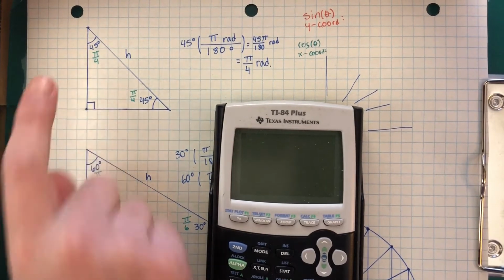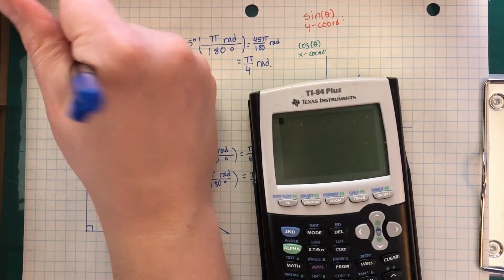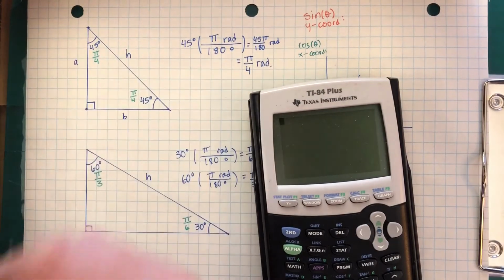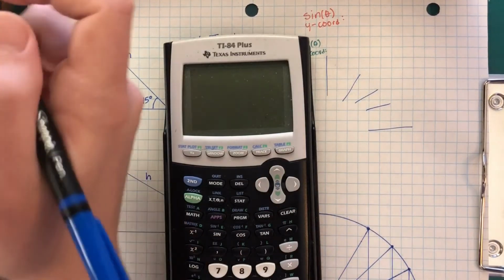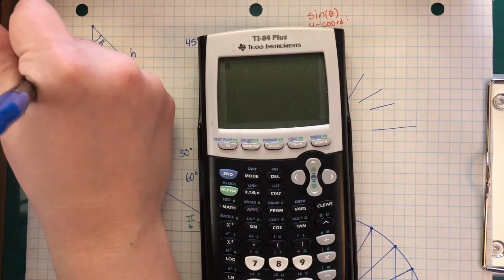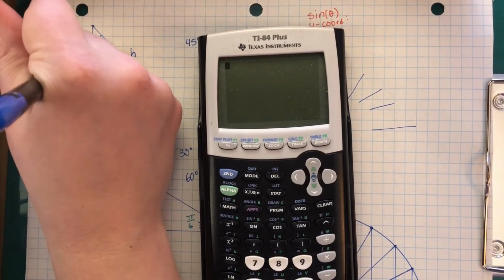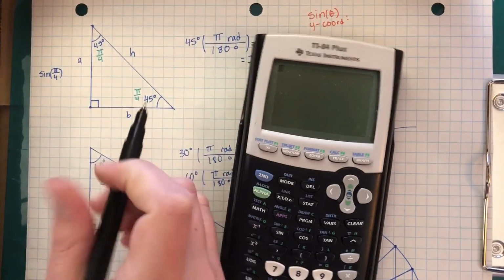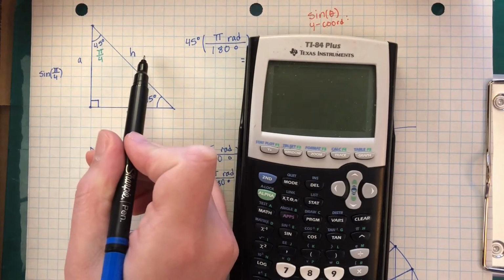So for now, I'll just call this A and B. And I know that the sine of pi over 4 should equal A over H, because that is opposite over hypotenuse.